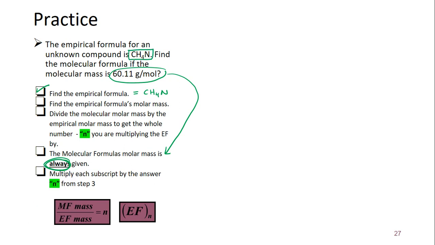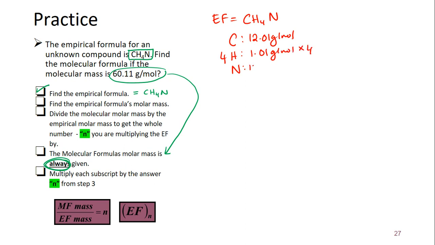Now, second step, find the empirical formula's molar mass. So here's the empirical formula, CH4N. That means it has 1 carbon, 4 hydrogens, and 1 nitrogen. Carbon's molar mass is 12.01 grams per mole. Hydrogen's molar mass is 1.01 grams per mole, and we need 4 of these. And nitrogen's molar mass is 14.01 grams per mole. So it's 12.01 plus 4.04 plus 14.01.